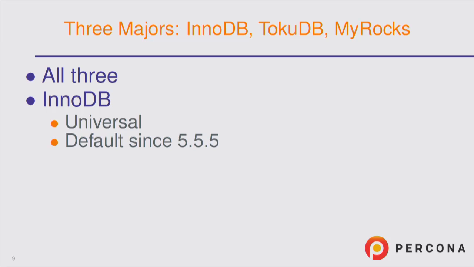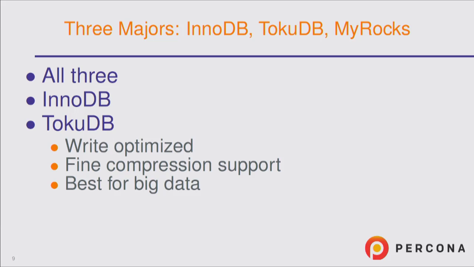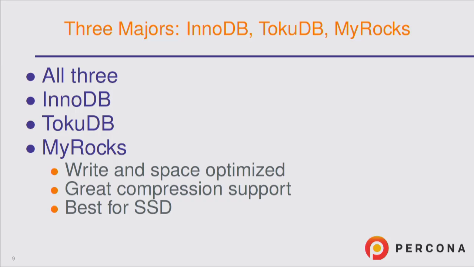InnoDB is a universal storage engine and fits most workloads. It's the default since version 5.5.5. TokuDB is write optimized, so it's for when you need fast writes and can live with slower reads. It has good compression support and is very good when you have a big amount of data. MyRocks is also write and space optimized. It has great compression support, which I will explain a little bit later. And it's best for modern storage, which is fast but expensive, like SSD.